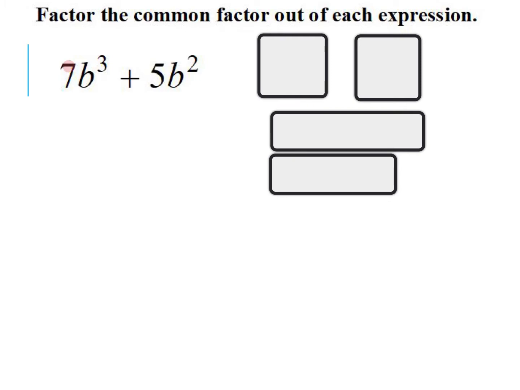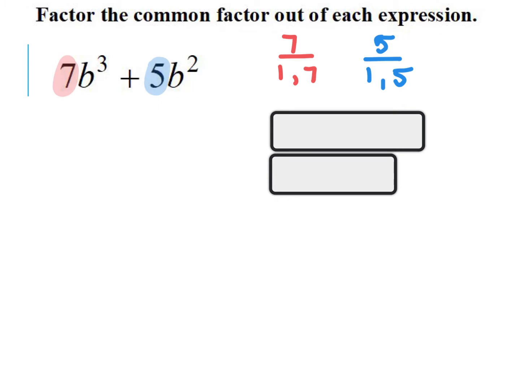So if I determine my greatest common factor, my factors of 7 to start, I can list them, so I have 1 and 7. Then I will list my factors of 5, which are just 1 and 5. Now the greatest common factor of the numbers is 1. Then I'm going to do the same thing for the variables.